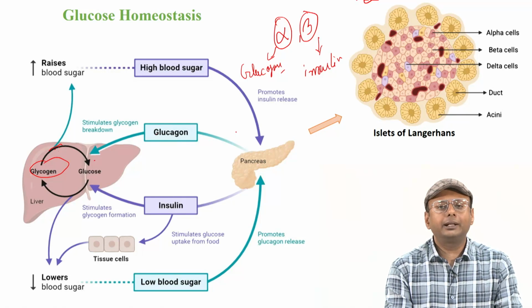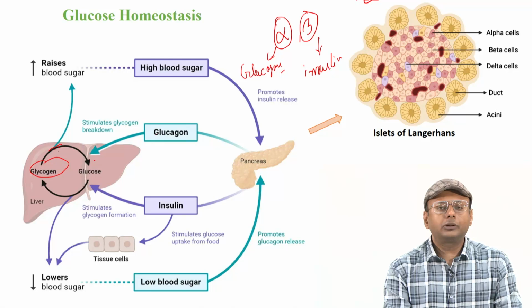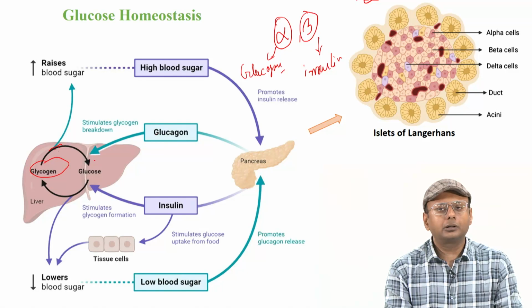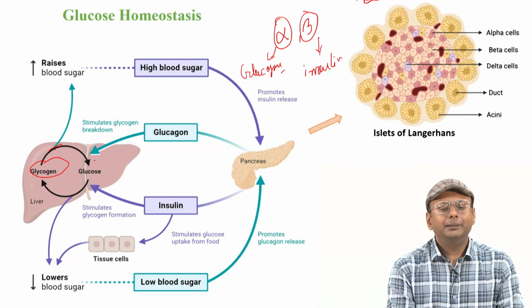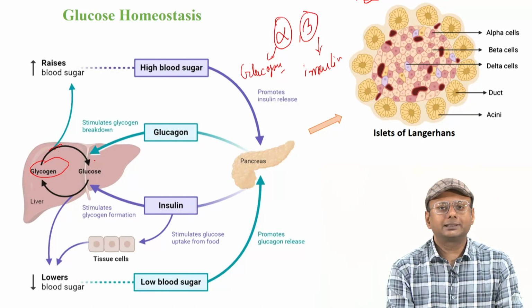Now whenever there is a prolonged fasting state, that means the glucose level goes down, what will happen? The alpha cells of the pancreas will secrete another hormone called glucagon. This glucagon will further convert glycogen back to glucose, and then this glucose gets distributed to the body. In this way insulin and glucagon maintain the glucose homeostasis of our body.